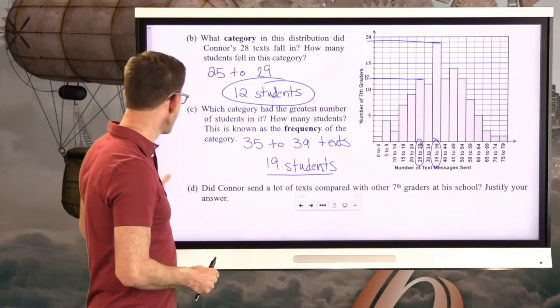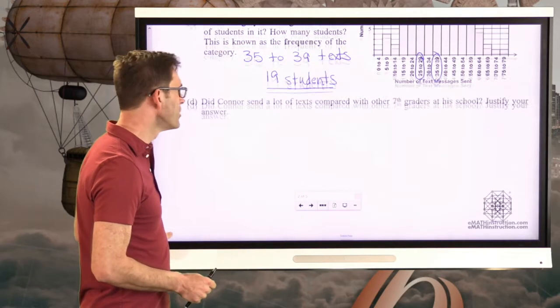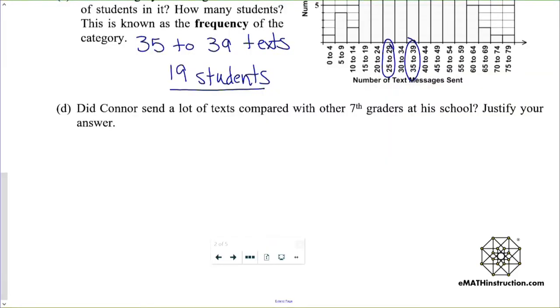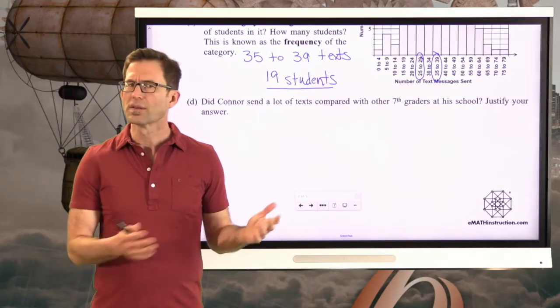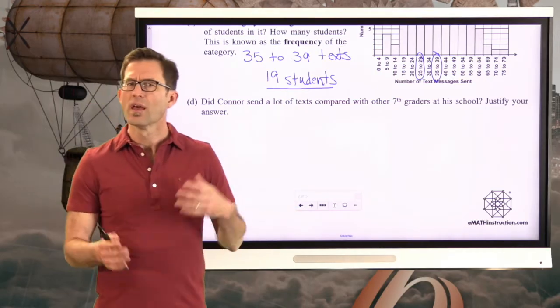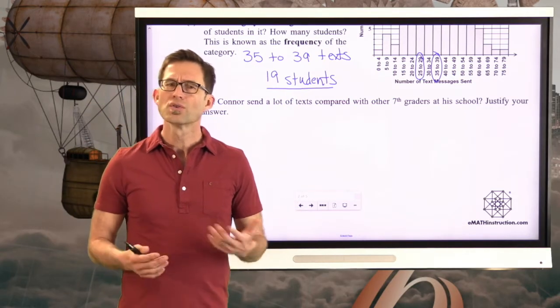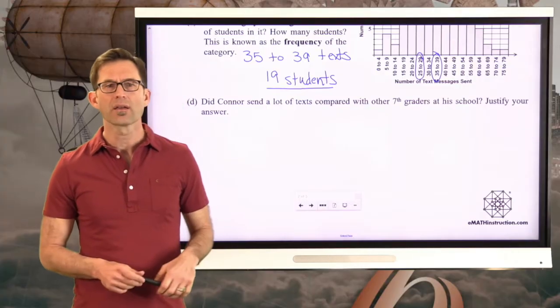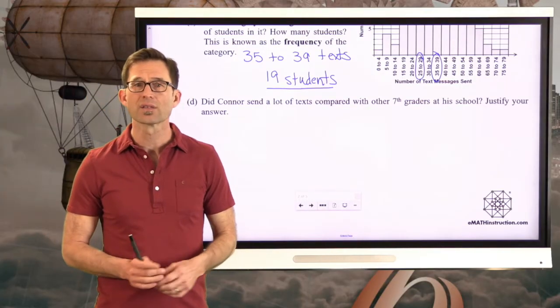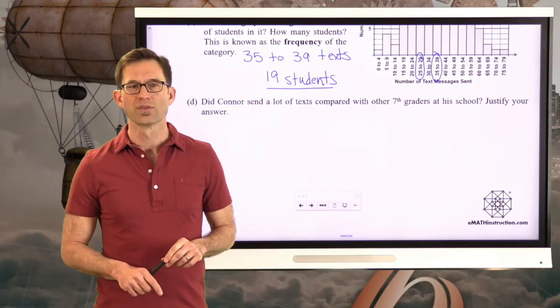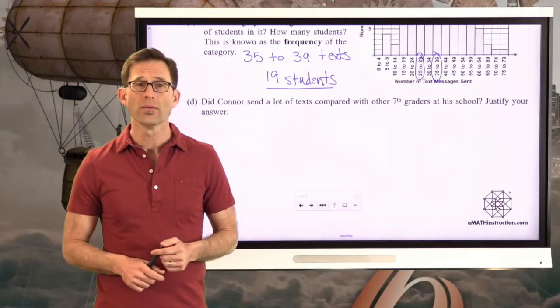All right, now finally, letter D. Remember, ultimately speaking, Connor's parents think he sent a lot of texts, right? So letter D said, did Connor send a lot of texts compared with other 7th grade students at his school? Justify your answer. All right, definitely a statistical question, right? Because there's variability in this data. So what would be your answer? Did Connor send a lot of texts compared to other 7th grade students in his school? Pause the video now and write something down.